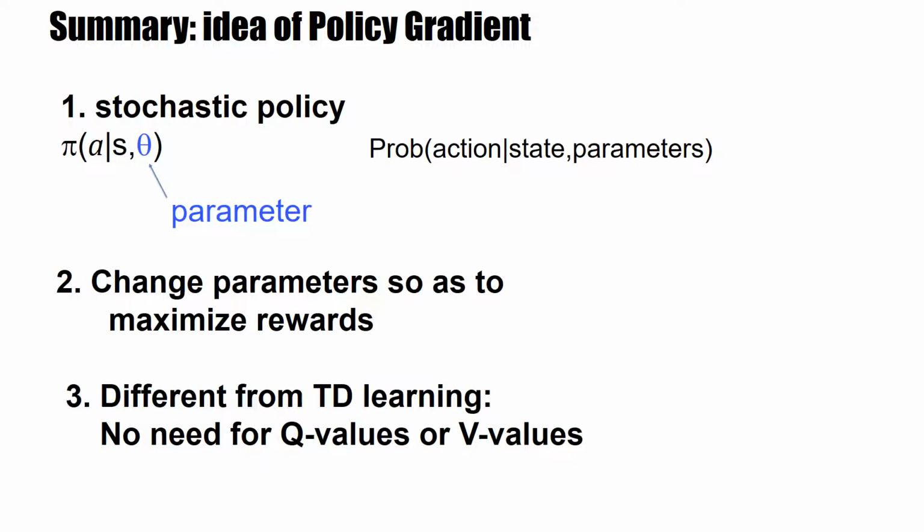So just to summarize this basic idea of policy gradient, we have a stochastic policy. It's denoted as a policy P that depends on parameters. So the policy is directly the probability of taking an action in a certain state, and then we change these parameters such as to maximize the rewards. And what's different from TD learning, there's no need for any Q values or V values.